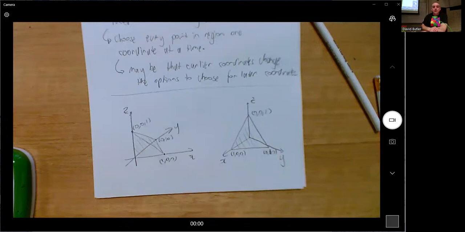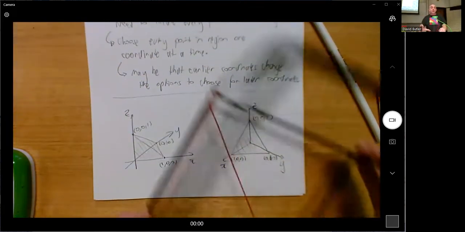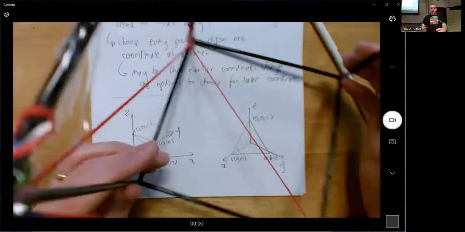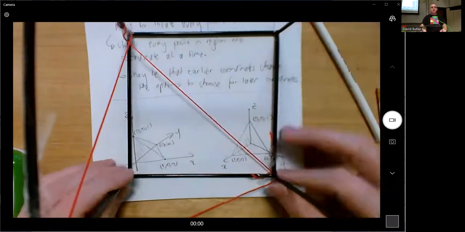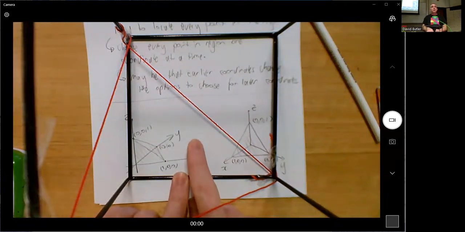Okay, so I'm going to have to locate every point inside this tetrahedron. And so I need to do it one coordinate at a time. So I could imagine choosing, let's do it directly from above, choosing the x coordinate, and then choosing the y coordinate, and then choosing a z coordinate. That's something I could do.